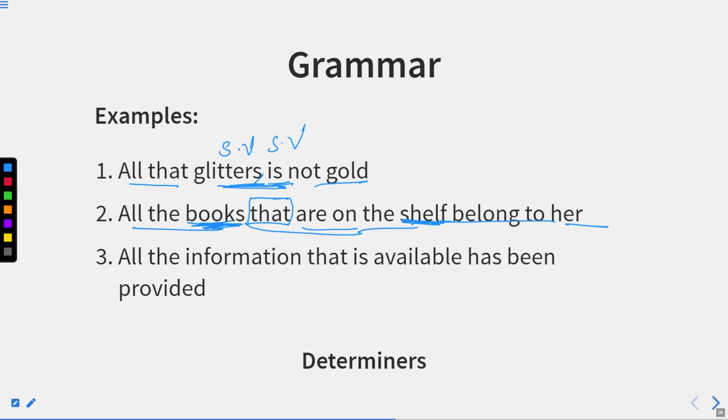All the information, now information is again uncountable, that is available has been provided. So whatever information that I had, I have already provided it. So all the information is uncountable. Therefore, it only depicts that whenever we have countable nouns, they should be followed by the plural form of the verb and the noun should be plural. But if it is used with uncountable nouns, uncountable nouns are always considered singular. They will remain singular and they will be followed by the singular form of the verb only. That's it.